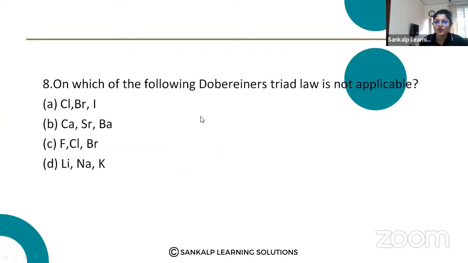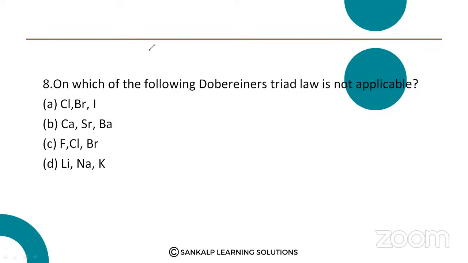On which of the following is Dobereiner's triad law not applicable? So which of the following triads is it not applicable to? Chlorine, bromine and iodine; calcium, strontium, barium; fluorine, chlorine and bromine.